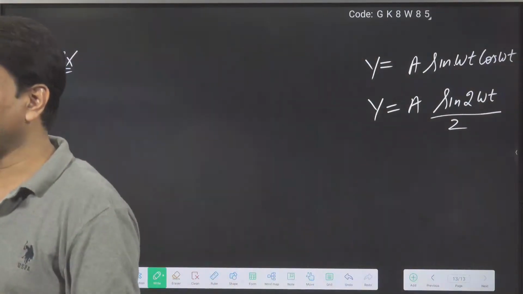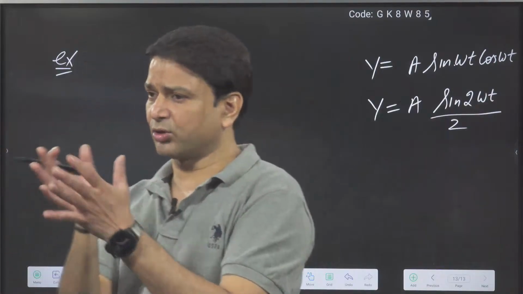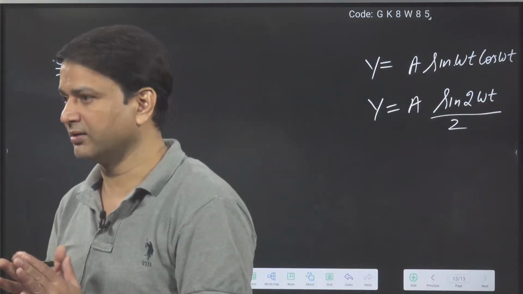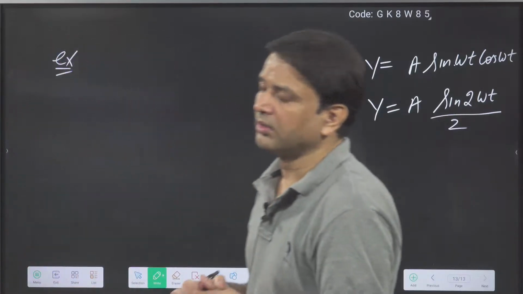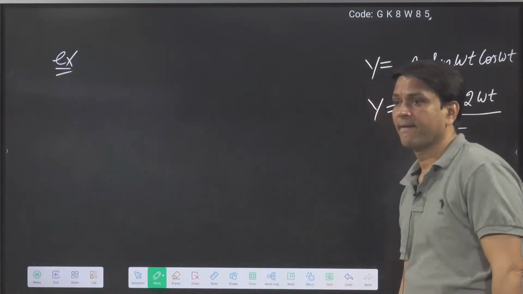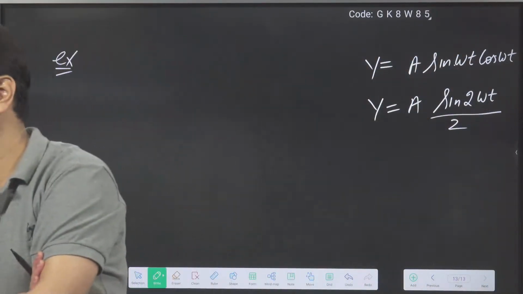Okay. So whenever you see sin omega t and cos omega t coming together, to convert into only one angle, we can think of the formula of sin 2 theta. Everybody got it? Okay. Completed?